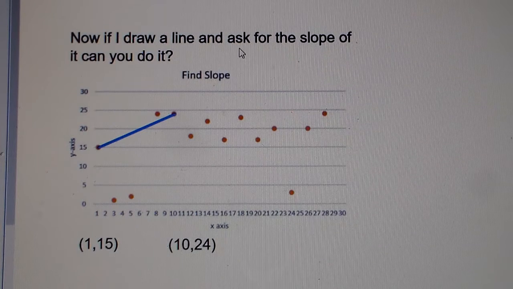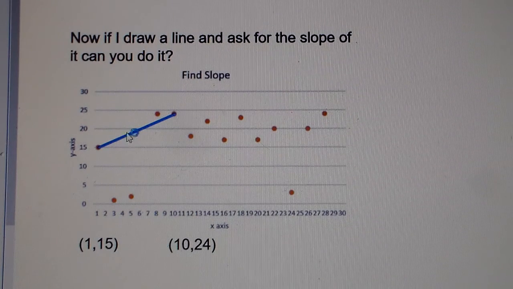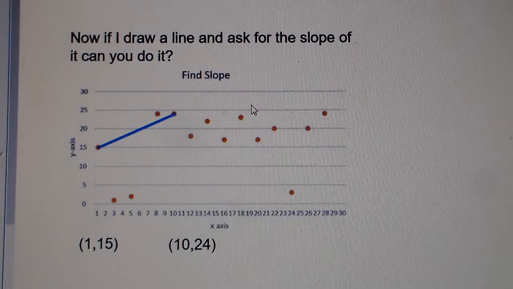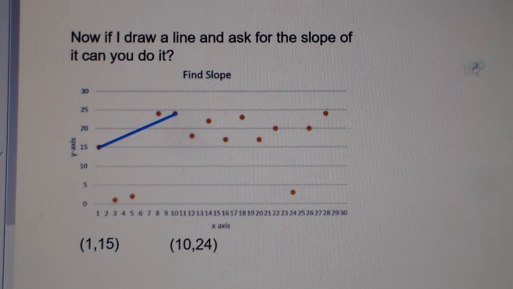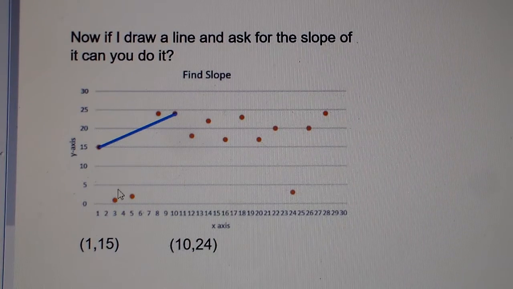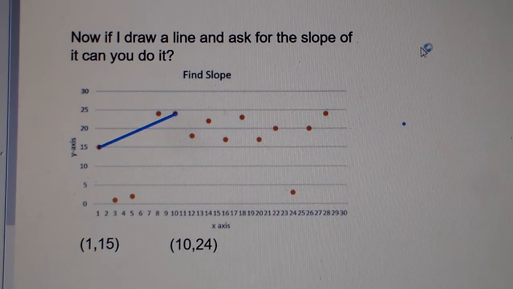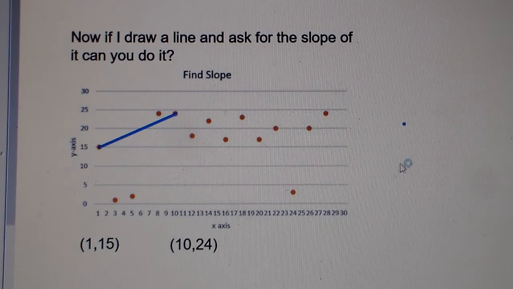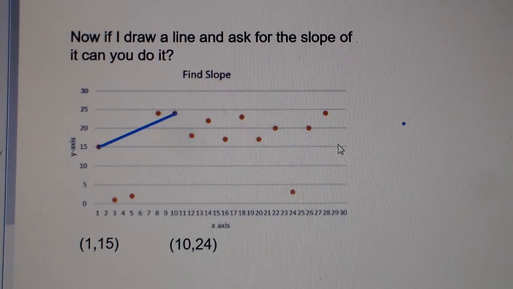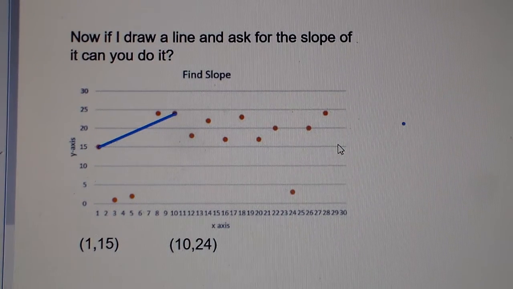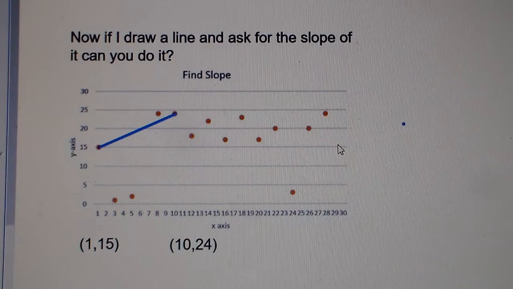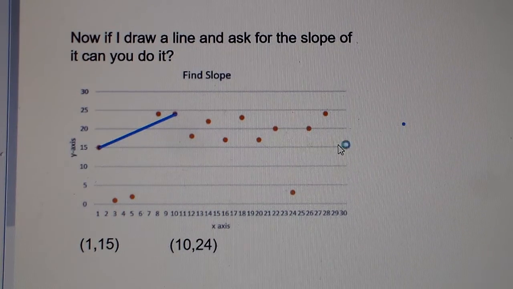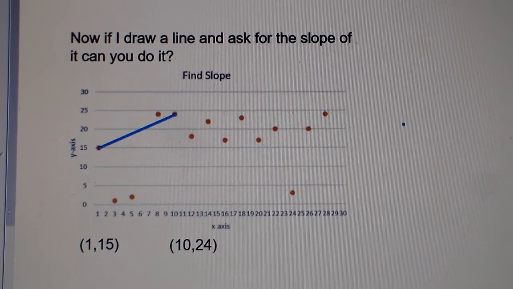now if I draw a line and ask for the slope of, can you do it? So I'm just throwing in a line in there too. So what we got: 1, 15 and then 10, 24, so we do 24 minus 15, which gets us 9. So 9 is in our numerator. And then we do 10 minus 1, which is 9 in our denominator, so 9 over 9.